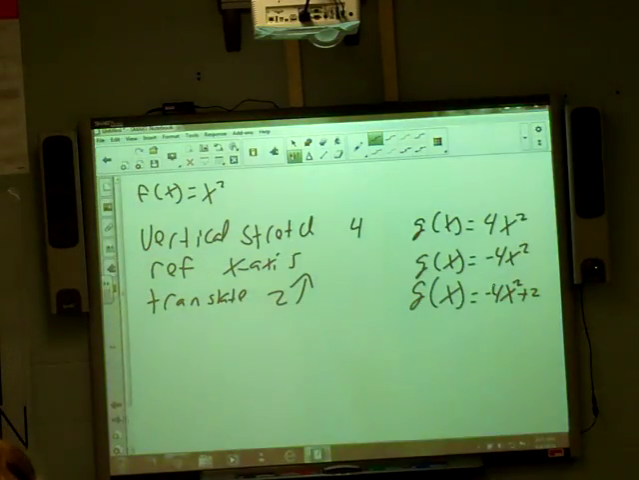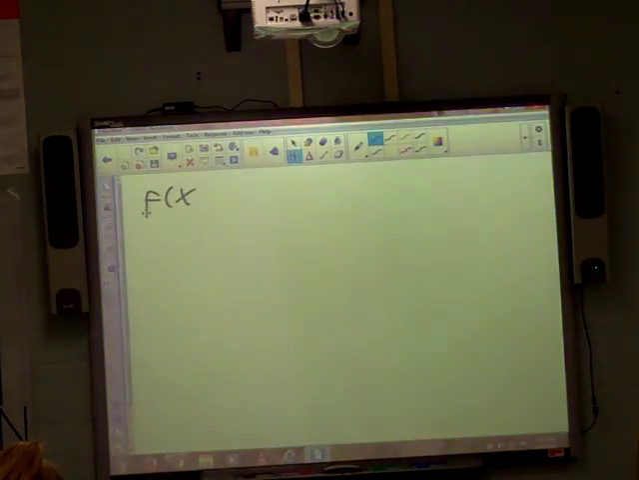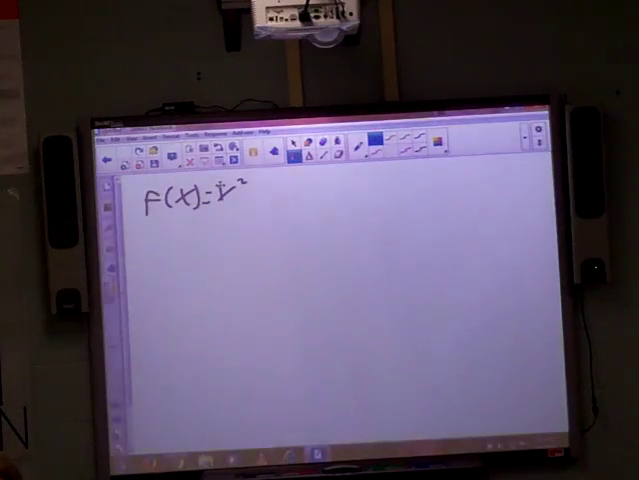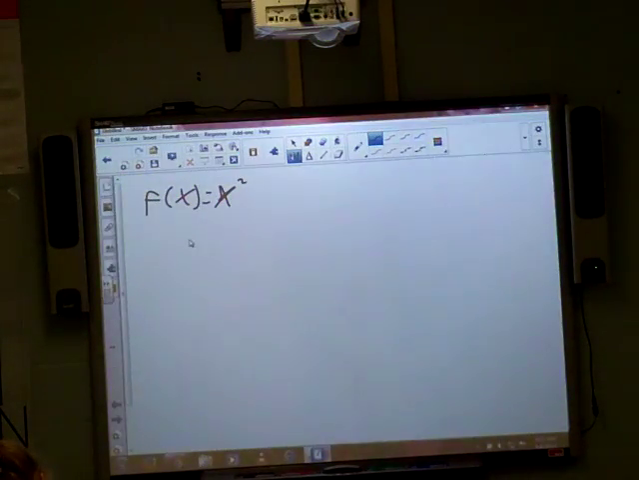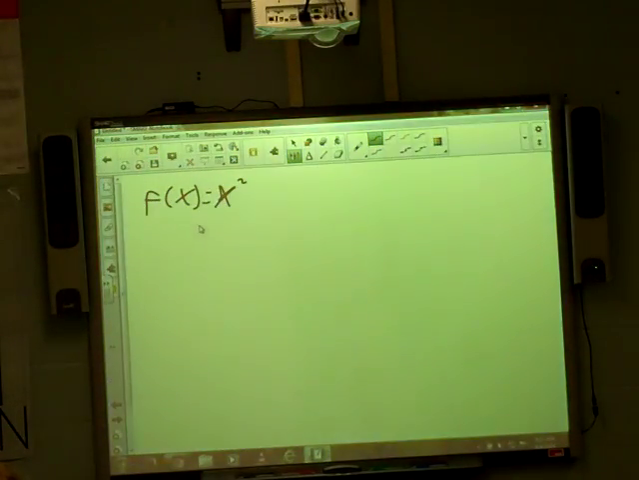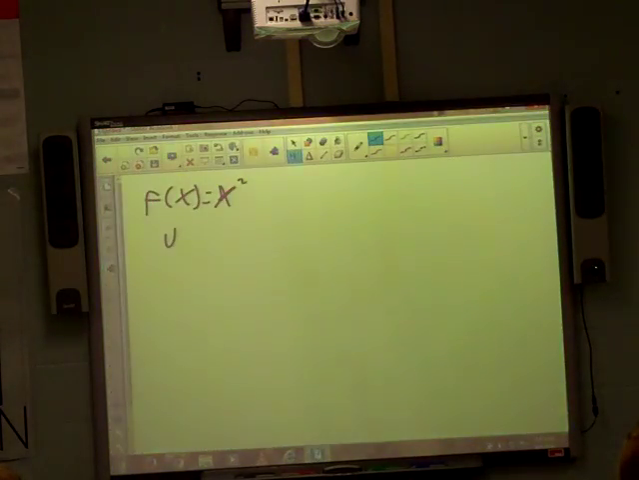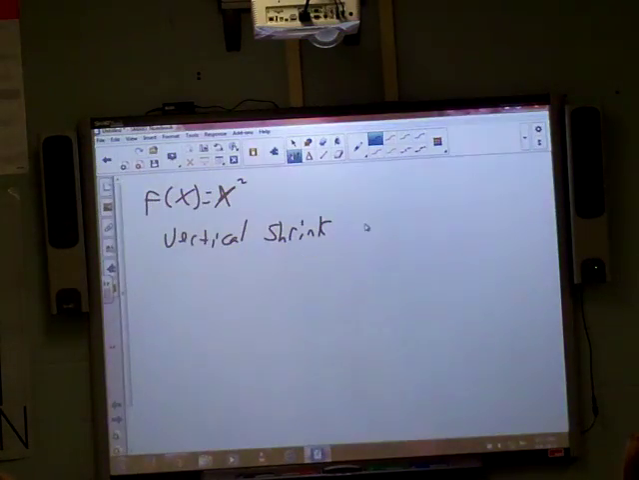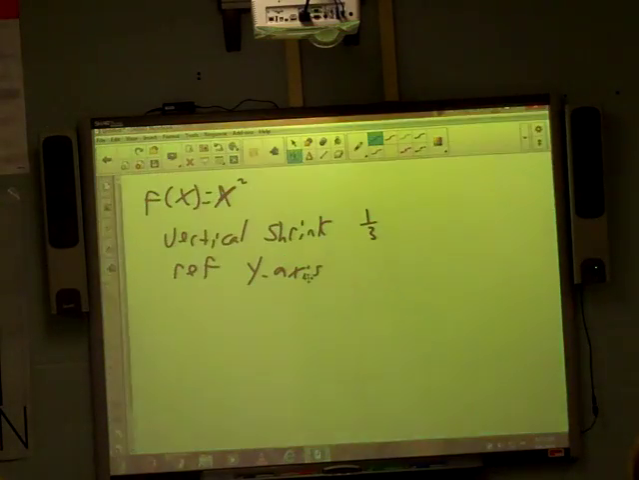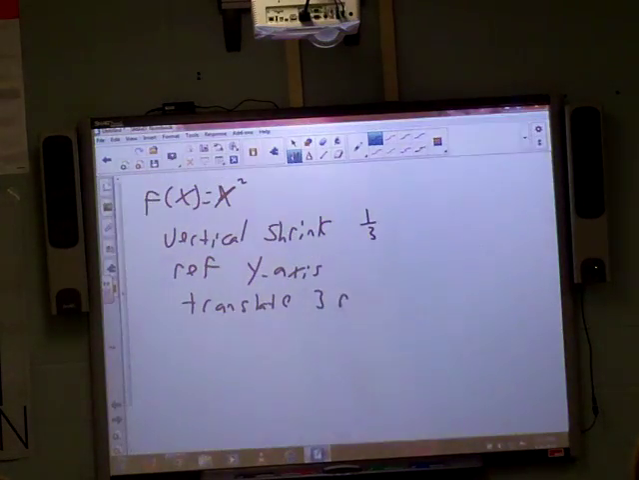Make out what you need off that one. Got f of x equals x squared. Let's do a vertical shrink by a factor of 1/3, a reflection in the y-axis, and a translation of 3 units right.